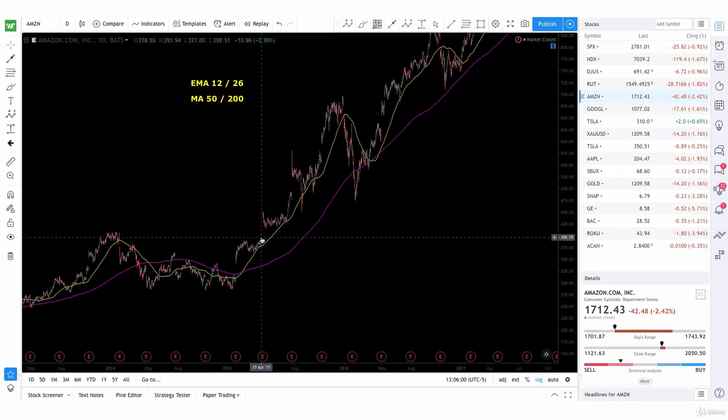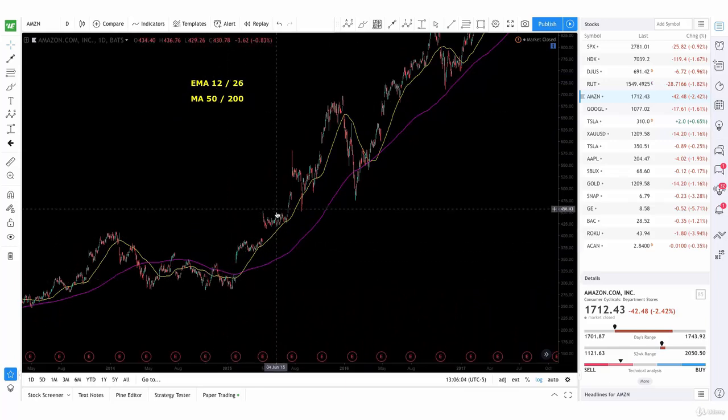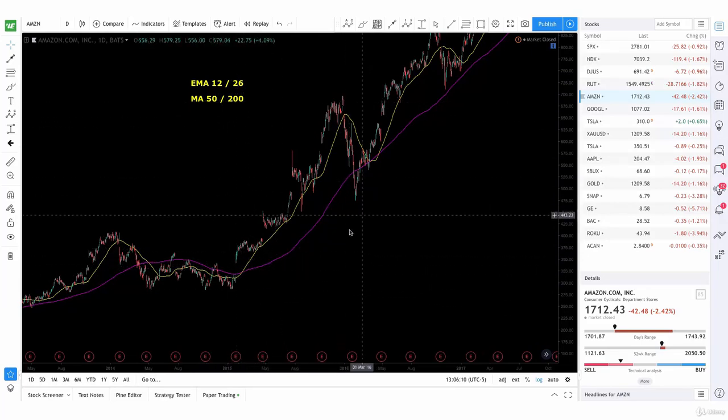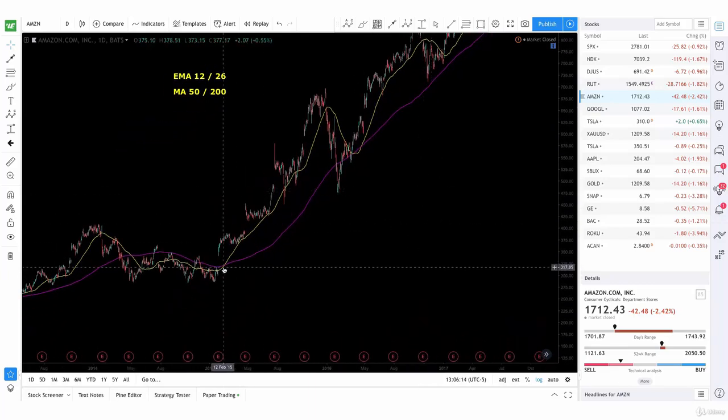Okay. Now the same way we're going to look at this is with the crosses. So since the 50 is the yellow one, the shorter one, we want to wait for it to cross over the 200 for a buy signal. And then if it crosses under the purple one, it's going to be a sell signal or a bearish signal. Now here we got a buy on our 300 again.